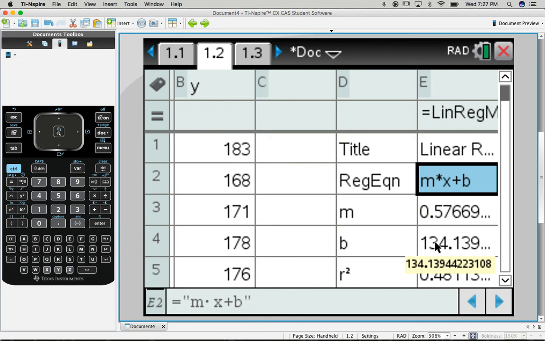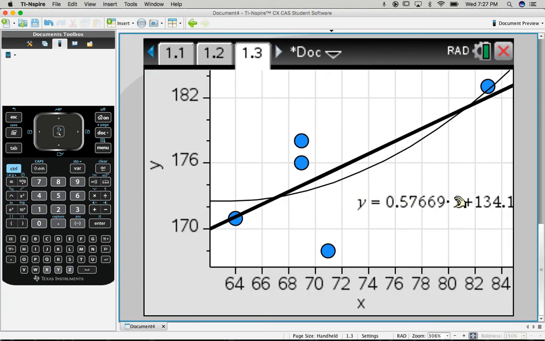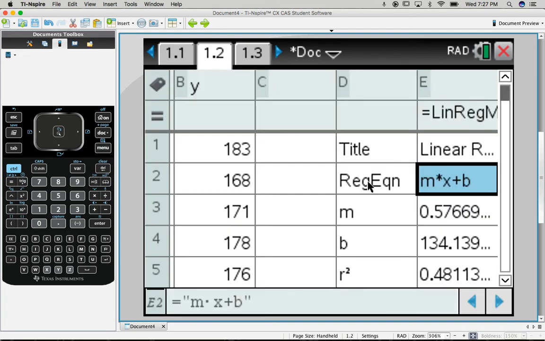So 0.576x plus 134.139. That would be your line equation. That's what you would put as the equation for that line that we saw over here, if it was linear, that is. And you see it right there. It already calculated that for you, and it rounded up, as you could see.